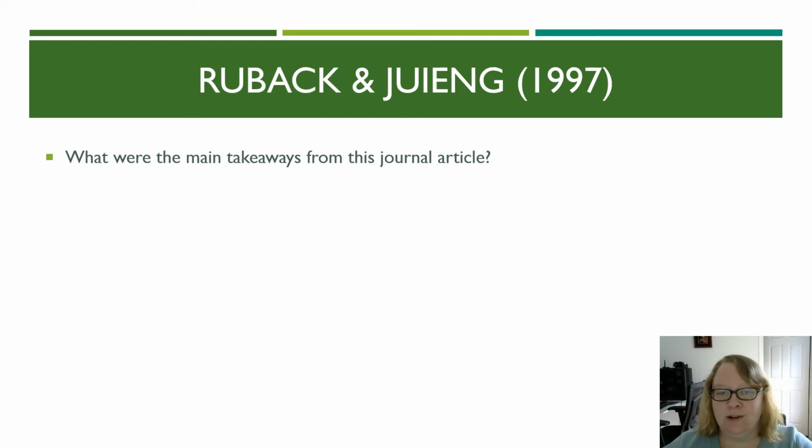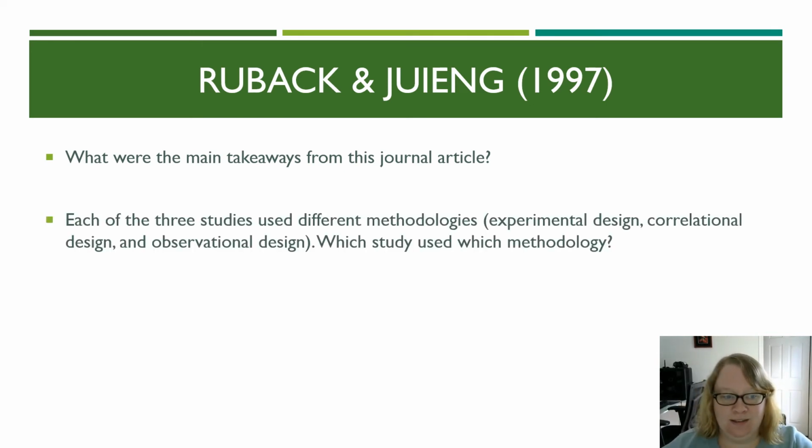And they examined this question, by the way, in multiple different ways, so from multiple angles. That leads us to our second item on this slide here. So each of the three studies used different methodologies: experimental design, correlational design, and observational design, the designs we've talked about in the last couple weeks. Which study used which methodology? I want you to pause the video, look back at the studies if you need to for hints in the method section, and think about which of those three studies was an experimental design, which was a correlational design, and which was an observational design. And then once you have your answers, you can continue the video to check them.